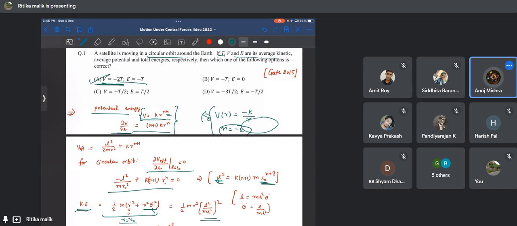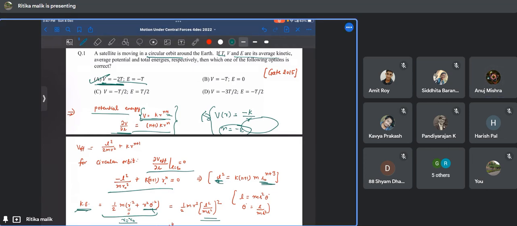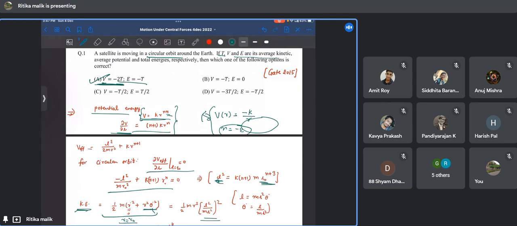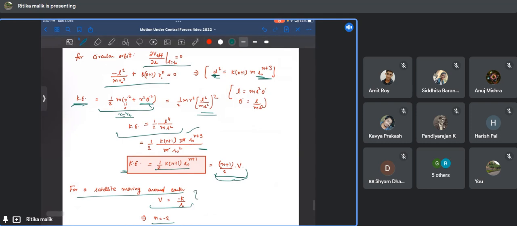When we initially take V equals k r to the power n plus 1, is k a constant for all types of questions like this? Yes, this is valid for all central forces. I have shown it here for the case of Kepler potential, but this formula is valid for all potentials. You just replace the form and values depending on what is given in your question.